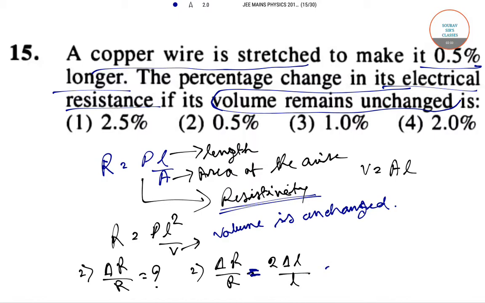The wire is stretched to make it 0.5% longer, so the change in length, delta L by L, is given as 0.5%. So 2 into 0.5%, the resistance change in this copper wire is 1%. So the answer is option 3. This is the correct option.